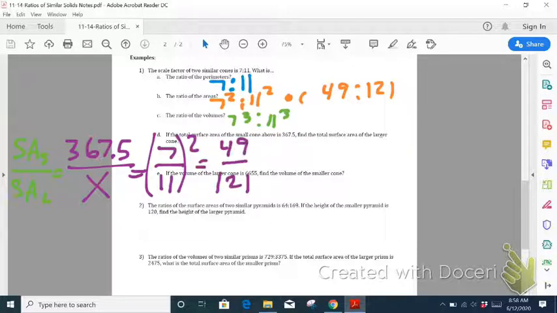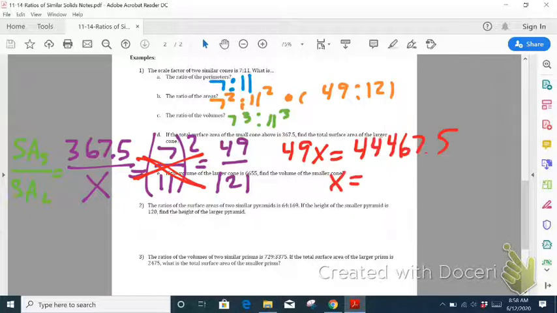Okay, now to solve this, we're going to cross multiply. So we're going to do 49 times x is equal to 121 times 367.5, and we get 44,467.5. When you divide both sides by 49, you get 907, which represents the surface area of our bigger cone.